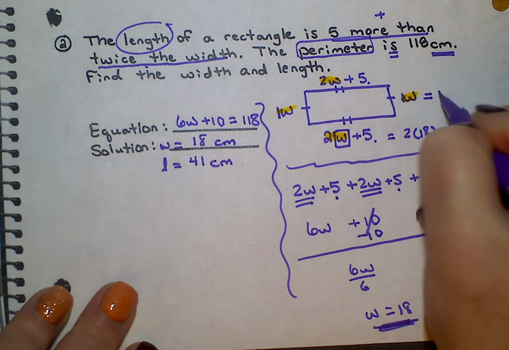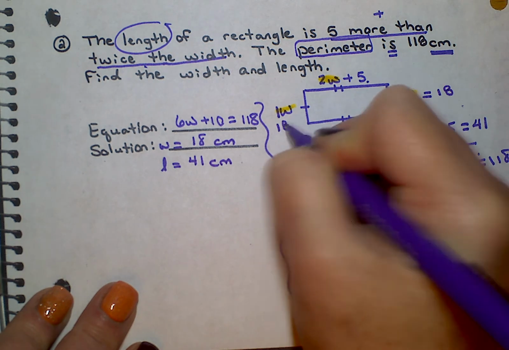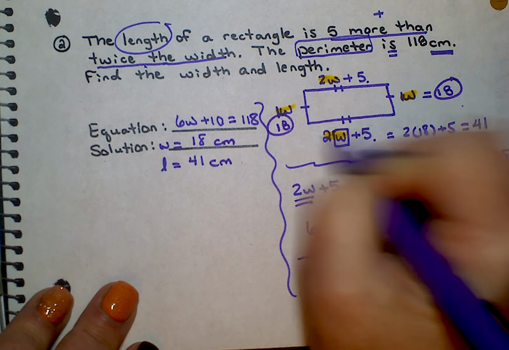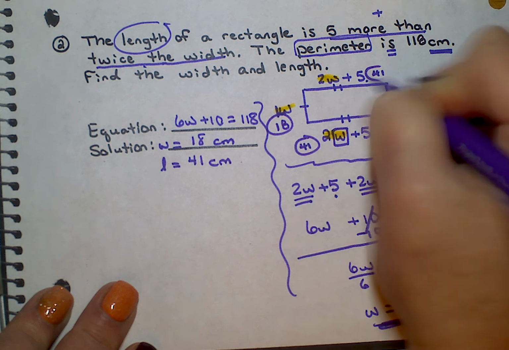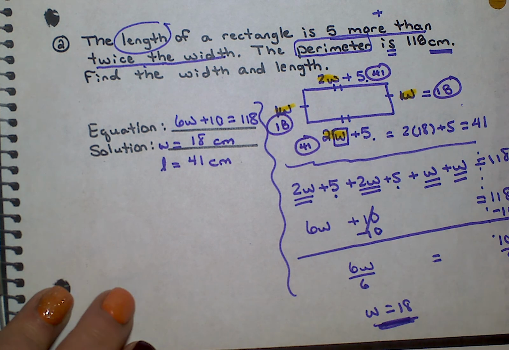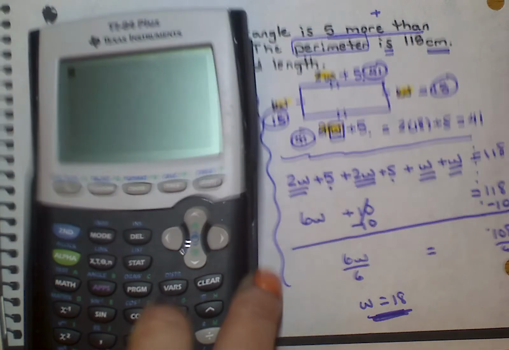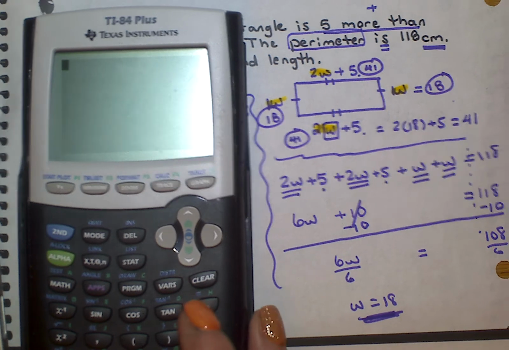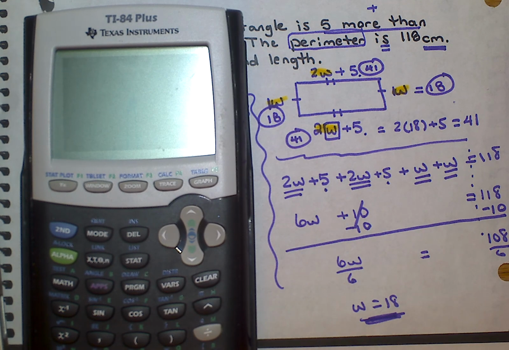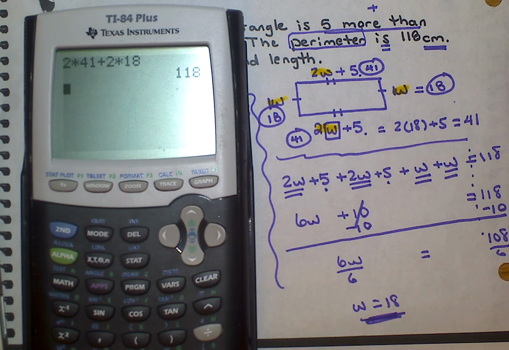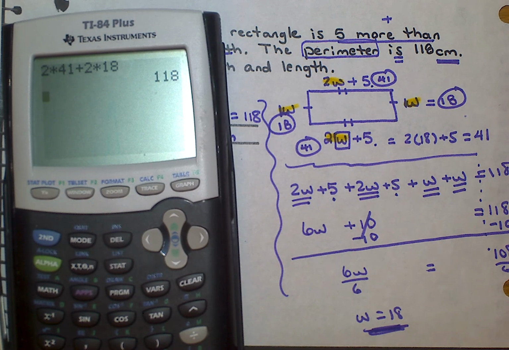Now, I always like to make sure it checks. So I'm just going to go around the rectangle and put these numbers. So we have an 18 and an 18 and a 41 and a 41. So you can add this, or if you remember your teacher in the past, if you don't want to add 41 2 times, you can multiply it by 2. And if you don't want to add 18 2 times, you can multiply it by 2. So notice when I put all that in, I get 118. Or you can type in 41 twice and 18 twice, either way.